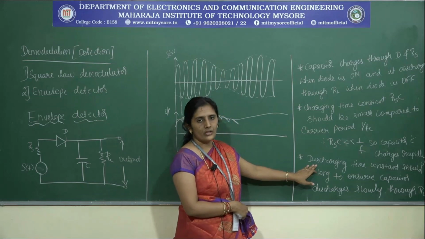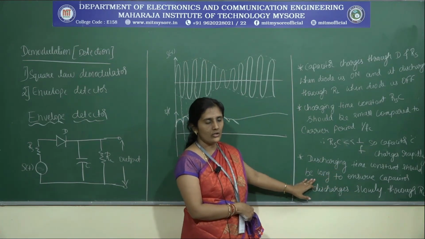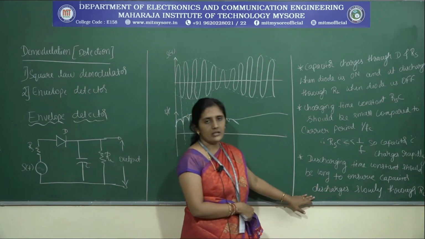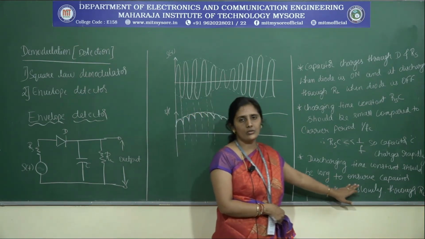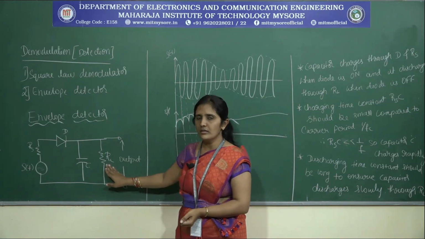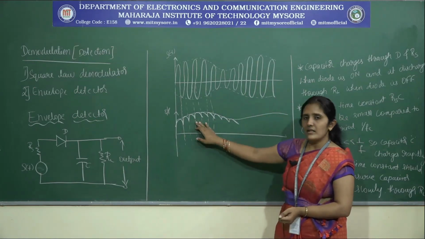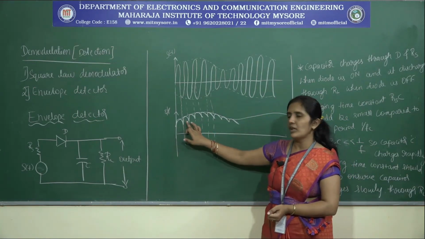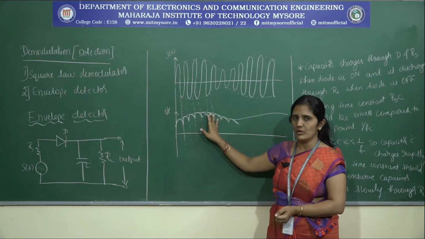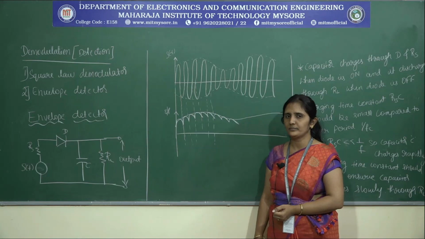One more condition for the discharging is that the time constant should be long, in order to ensure that the capacitor discharges slowly through the load resistor RL, which we connect across the circuit. So this is how we take the envelope of the AM modulation. That is why this is called the envelope detector. Thank you.